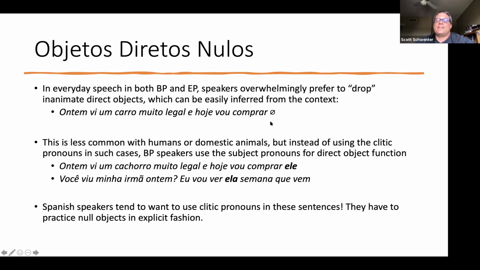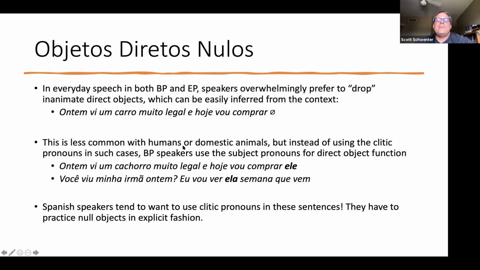Right, and that it that you would expect to be there is not there. And in fact, if you put it there, it would sound very formal, very stilted. It would sound like written language, right? I don't think a native speaker would put anything here. They would just say, ontem vi carro muito legal e hoje vou comprar. Okay? This is less common though, right? So here we have an inanimate object, a car, right?